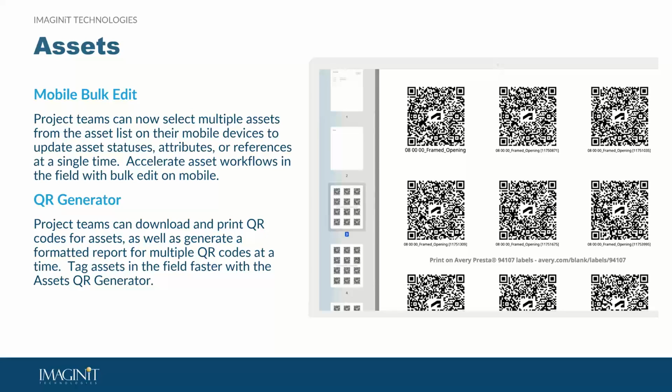But imagine that you've just inspected 15 pieces of equipment and you need to mark them all off as installed. Now you can do it in one action instead of having to go through each of those separate pieces of equipment and changing their statuses.